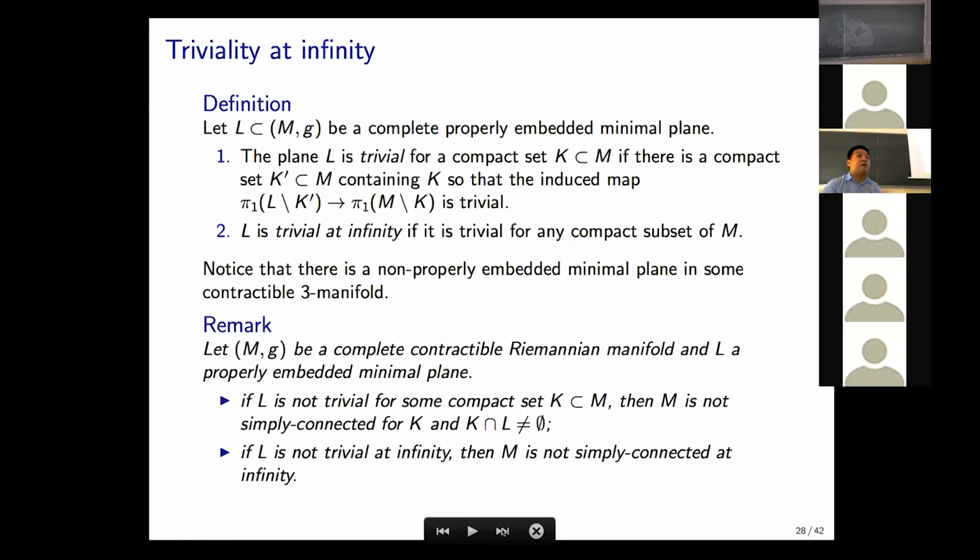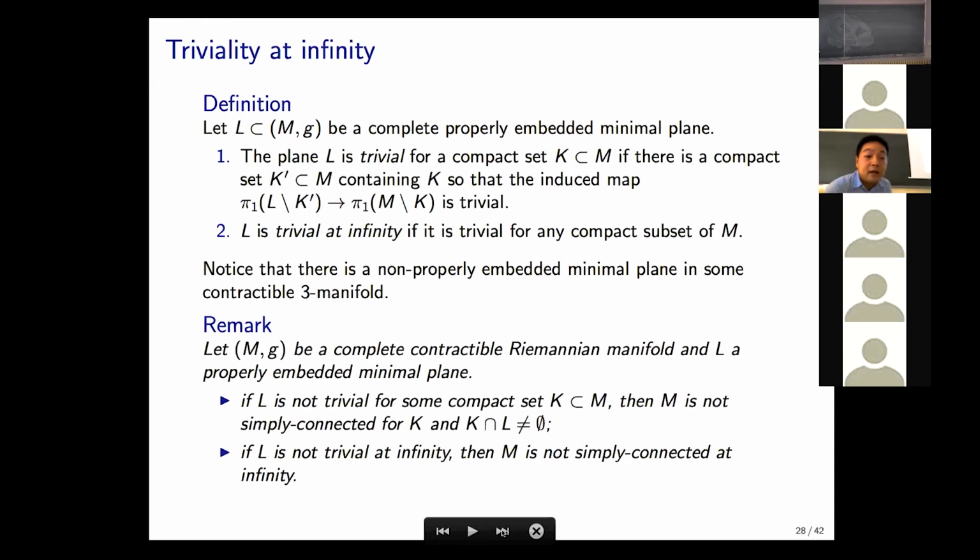Let L be a complete properly embedded minimal plane. A plane means this surface is diffeomorphic to R2. The plane is trivial for a compact set K if there's a compact set K prime containing K, such that the induced map of the fundamental group of L minus K to the fundamental group of M minus K is trivial. That means any closed curve on L outside K prime is contractible in M minus K.